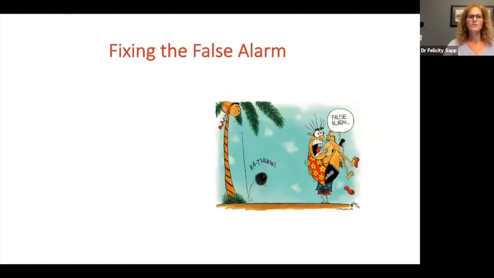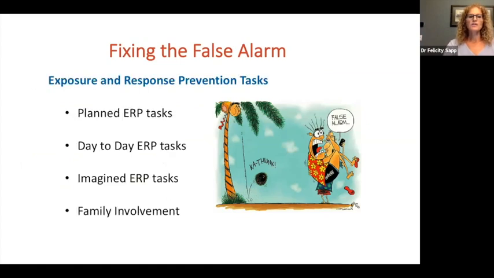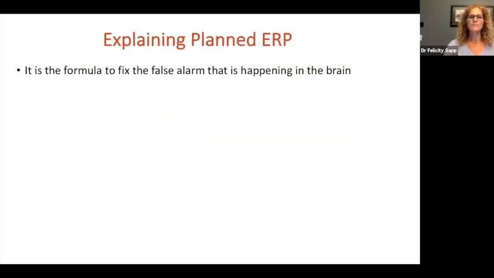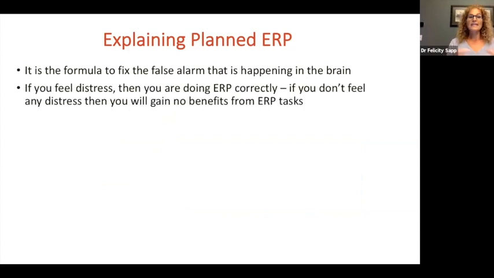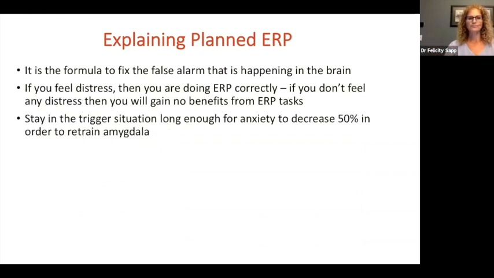Okay, so I want to talk now about fixing the false alarm. So these are different types of exposure prevention tasks that I'm going to go through. So first of all, planned ERP. When we're explaining it to the patient, you want them to understand that this is the gold standard. This is the formula to fix that false alarm that is happening in the brain. They need to feel distress. If they're not feeling distress, then they're not getting any benefits from it. So they need to feel distress in order to be doing it correctly.